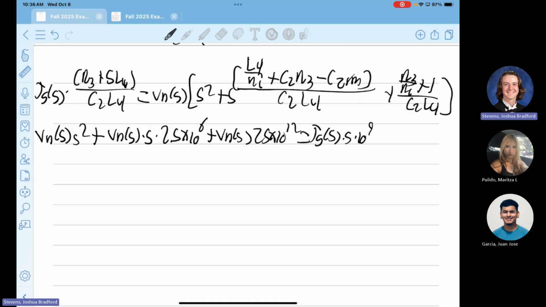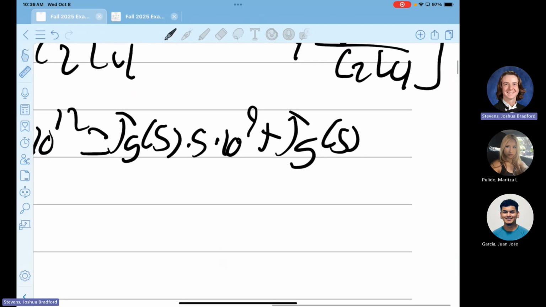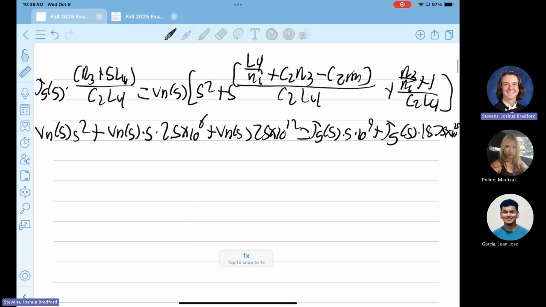So I got JG of S times 10 to the 9th. That's what I got. Then it also had a next term, JG of S times 18.75 times 10 to the 15th. Okay, that is what I did when I just put everything in my calculator, made it easy on myself. That's what I got. So can anybody tell me what we do next? This is kind of the easiest step in my opinion.